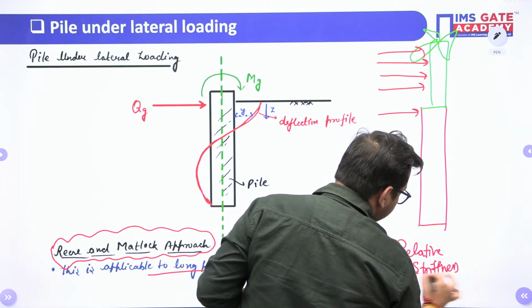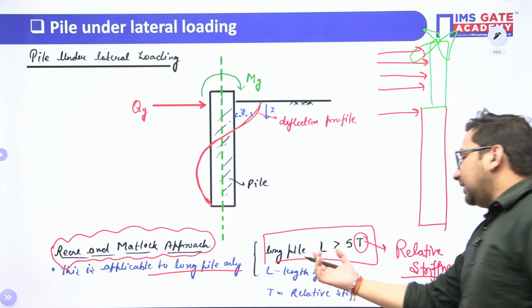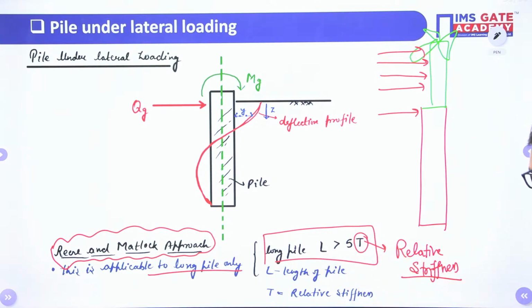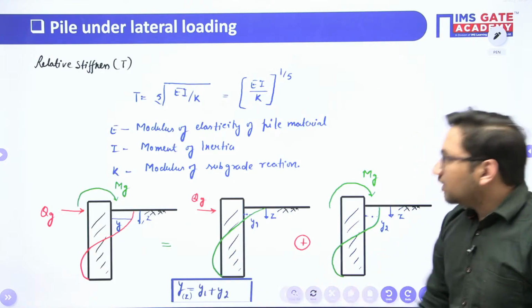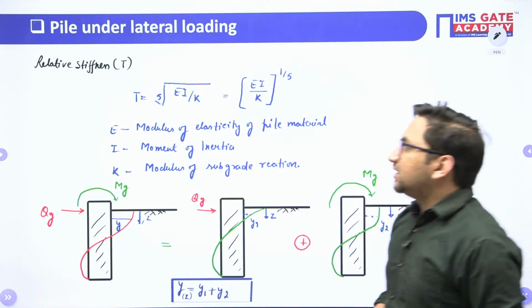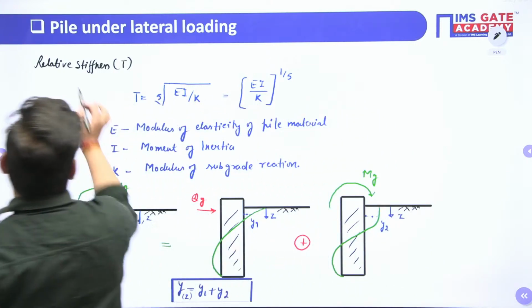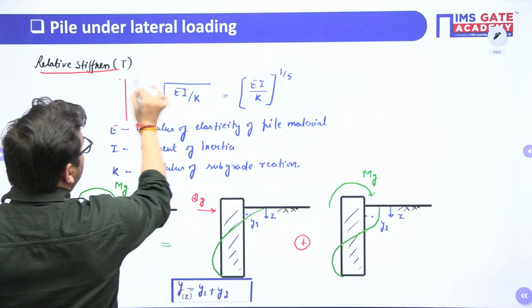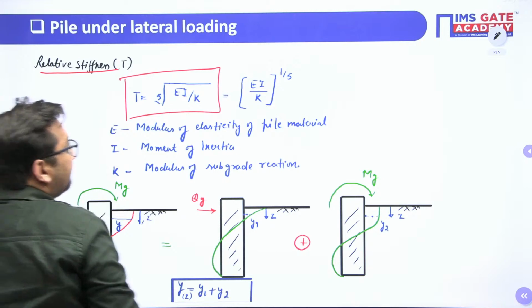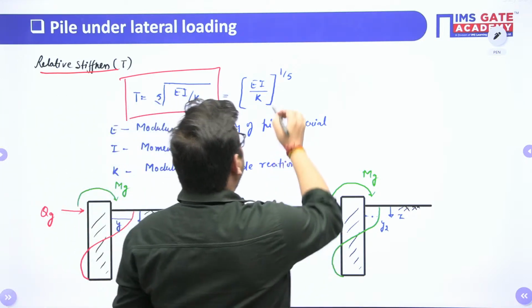T is your relative stiffness. So if your length becomes greater than 5 times T, you can say, okay, this is the case of a long pile. And for a long pile, you can calculate this T value, this relative stiffness, using the formula T equals (EI/K) to the power of 1/5.